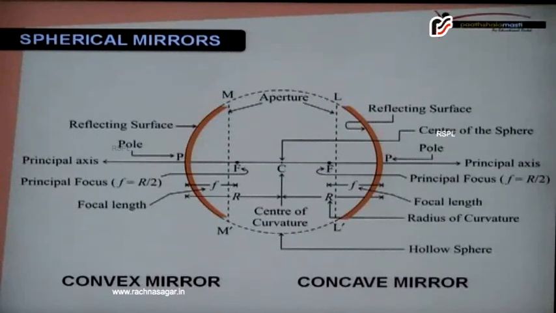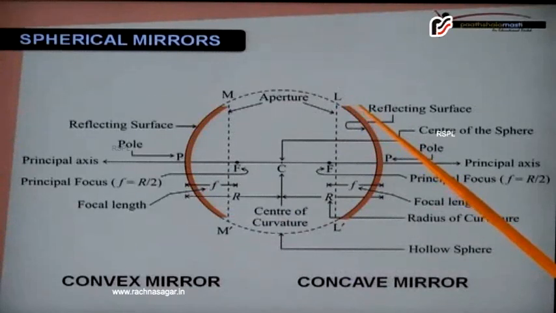Let us start with the terminology used in the case of mirrors. Here, to define the terminology, first we imagine a hollow sphere from which we take two parts. One is this part, in which the outer part is polished and the inner part is considered to be the reflecting surface. In the other part, the inner part is polished and the outer bulging surface is the reflecting surface. First we take aperture.